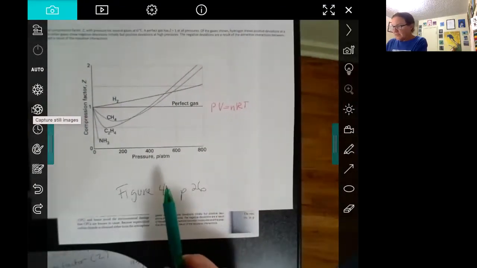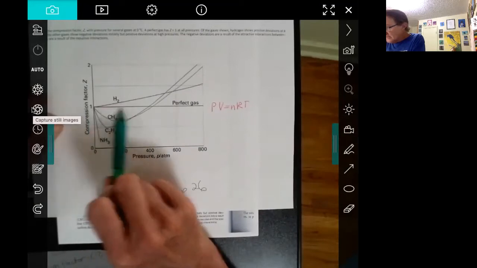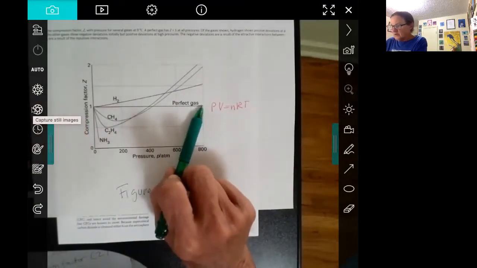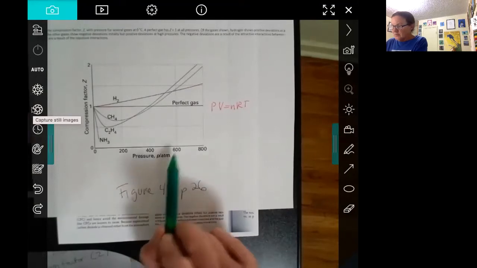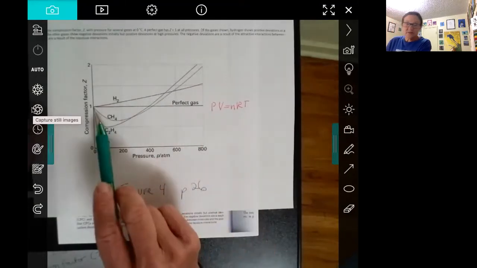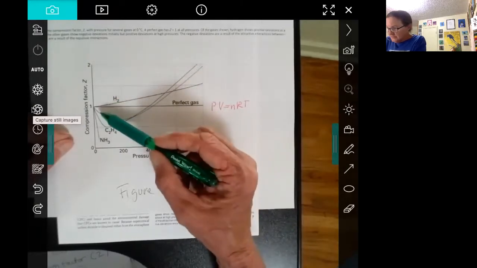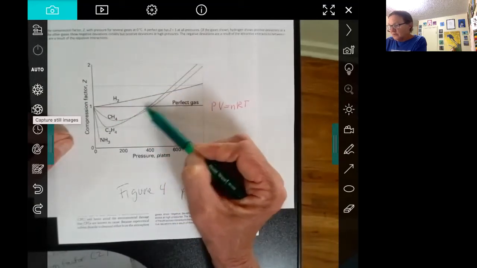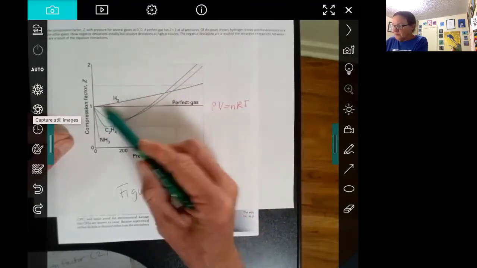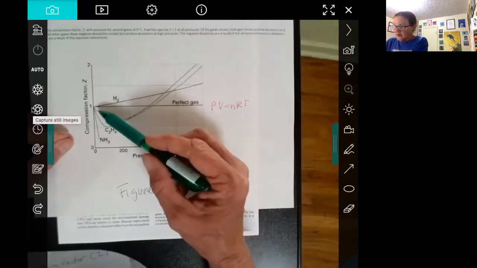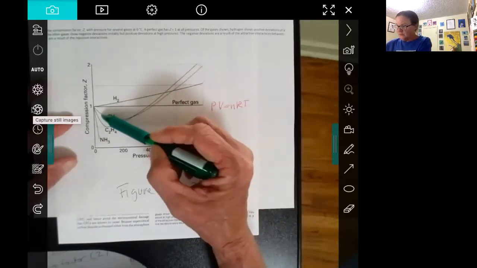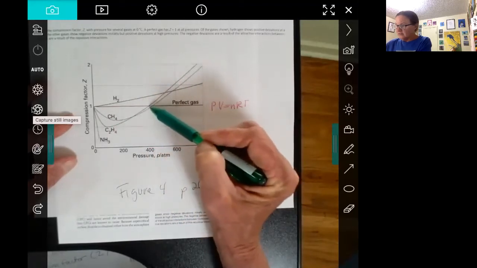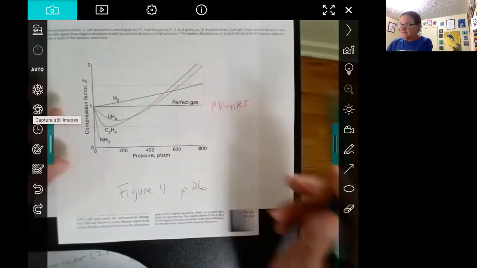So this graph is just showing you some compression factors, and here it is blown up a little bit. A perfect gas would have a compression factor of 1 no matter what the pressure is, but we know that gases behave more perfectly as the pressure goes down. So what you see here is some substances will actually have a compression factor lower than 1, and some will have compression factors higher than 1. Often the most common situation is where it's lower than 1 until you get to some pressure, and then it's above 1.